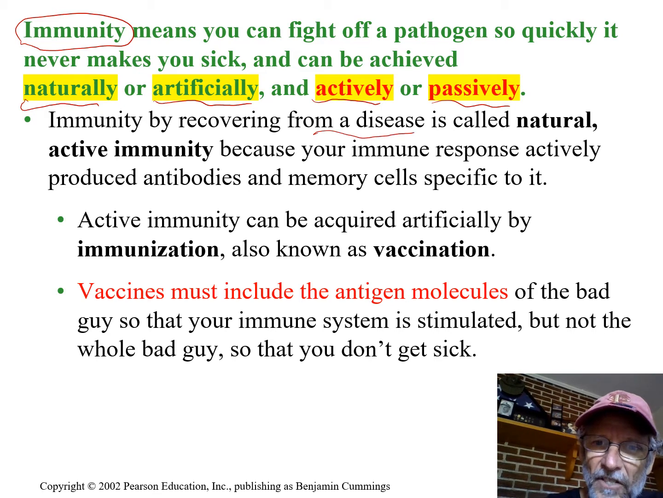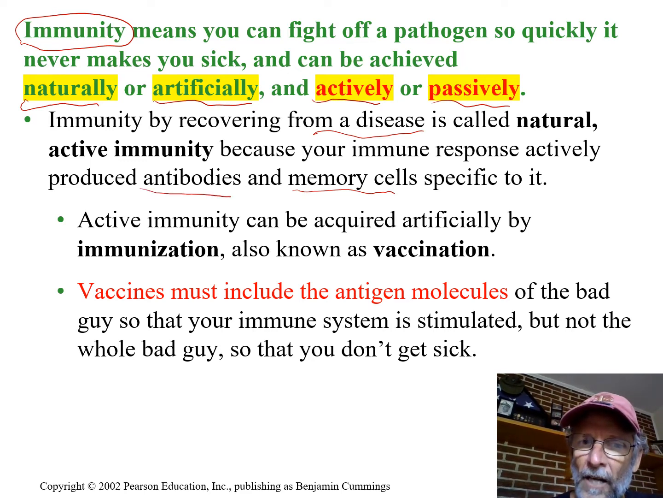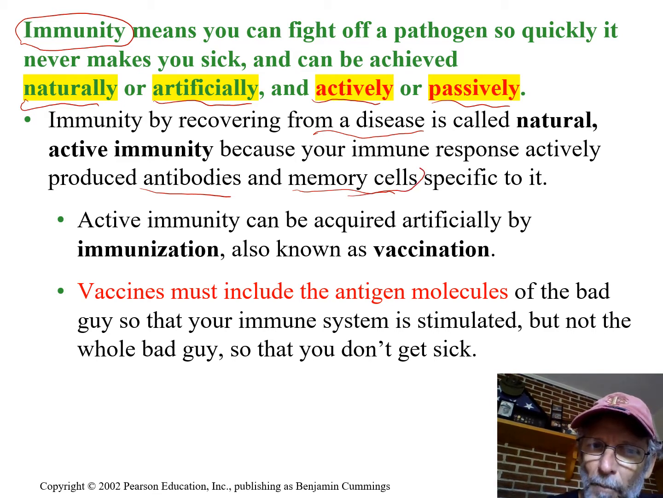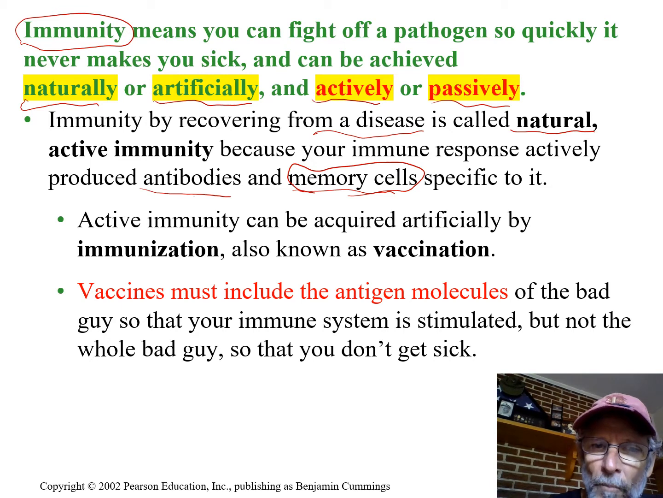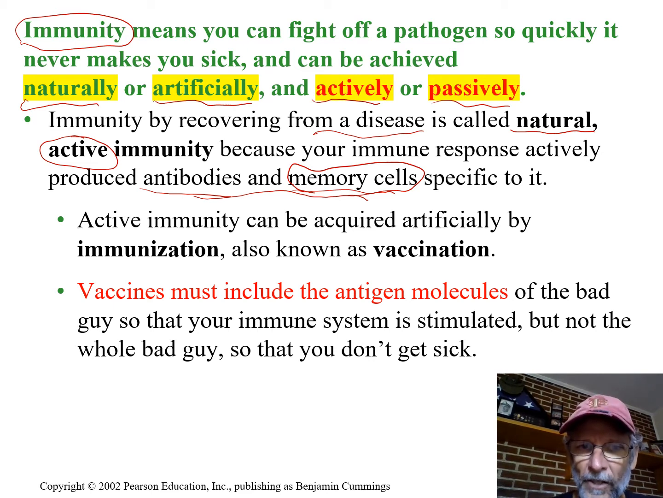You get a disease, and when you get a disease, you make a bunch of memory cells. You also make a bunch of antibodies. They're the right shape to latch on to that bad guy, but really the power is in these memory cells. You have so many more of them now that are programmed, so to speak, that have the right receptors for that particular bad guy. Since getting a disease is a natural process, and your immune system has been activated, kicked into gear, that's why we call this natural active immunity.